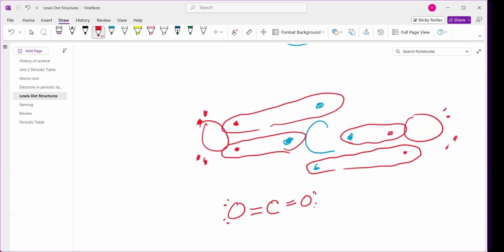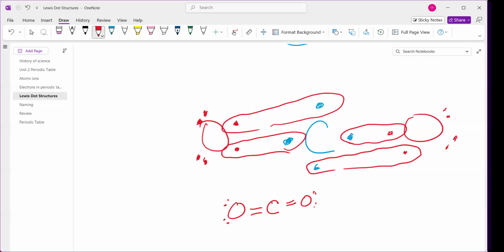So that's the Lewis structure for carbon dioxide. And like I was saying before, we can move it around, we can rotate it. All right, is everyone okay with carbon dioxide? Okay. Now that's the only structure. There are no alternative structures.